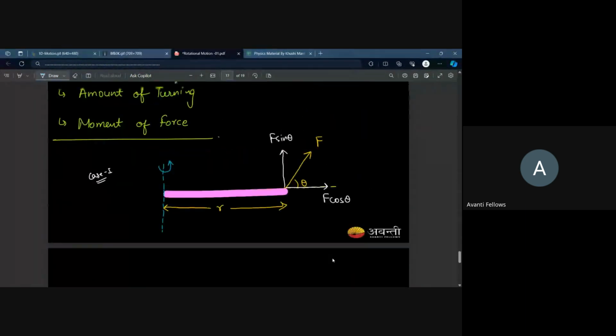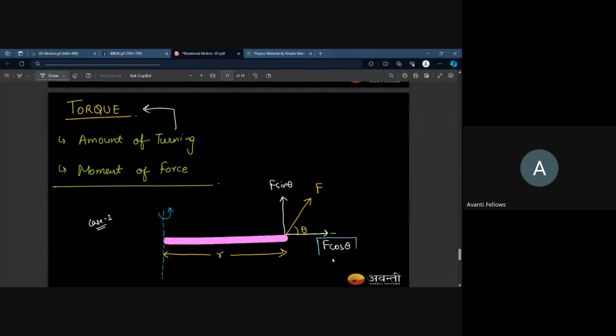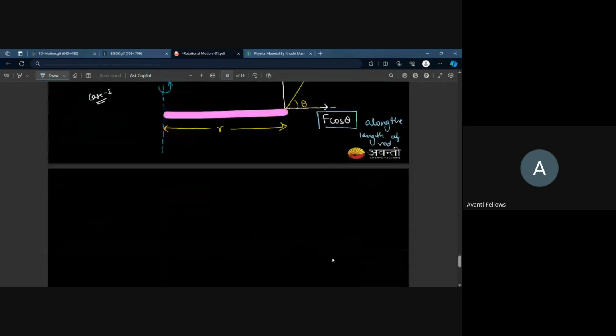No ma'am. Okay, I just said it that way so that I could try a different methodology. I'm saying this F cos theta is along the length of the rod, and if it is applied along the length of the rod, can it produce any rotation? So the answer would be no. It can take out the door. It is trying to pull out the door from this fixed axis. It cannot produce rotation. Rotation can always be produced by the perpendicular component of force. Always. You can try it with your door. It is always the perpendicular component that can produce the rotation.